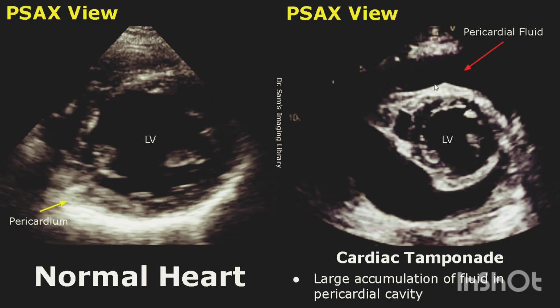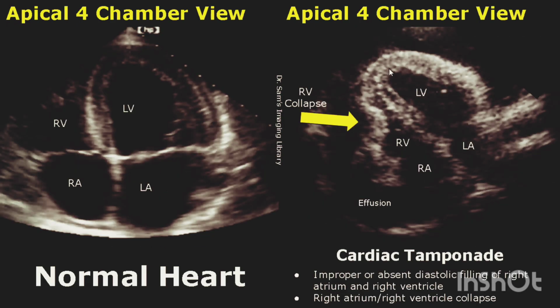We see a very large effusion surrounding the heart. Usually the right side of the heart is affected. The right ventricle is collapsed and there is improper or absent diastolic filling of the right atrium and right ventricle.